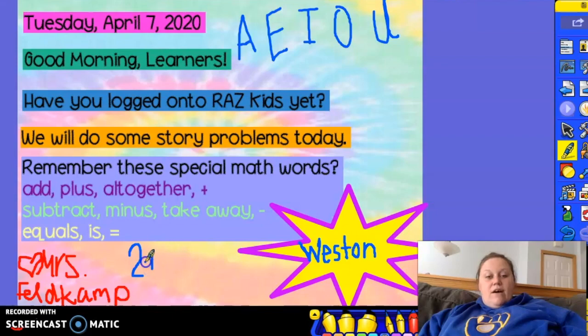Letters that are not vowels, remember, are called consonants. So let's count those up. There's 1, 2, 3, 4 consonants. So I have 2 vowels plus 4 other letters, consonants, equals how many letters all together? Let's count them up. How many letters are there all together in your name, Weston? 1, 2, 3, 4, 5, 6. 2 plus 4 equals 6.